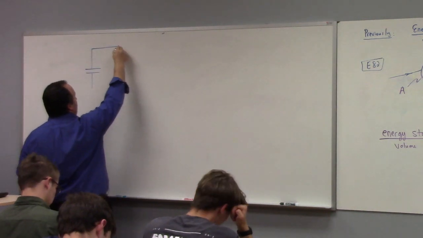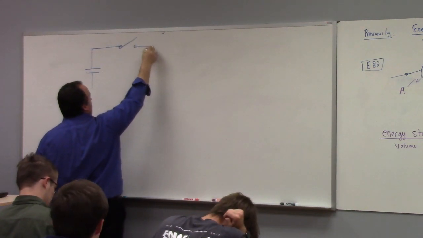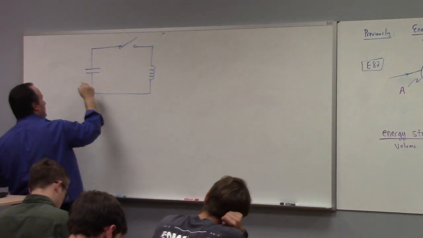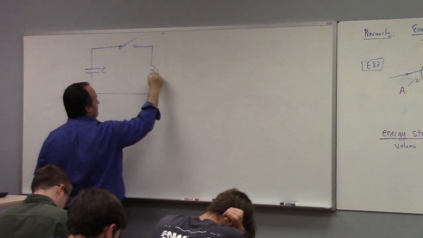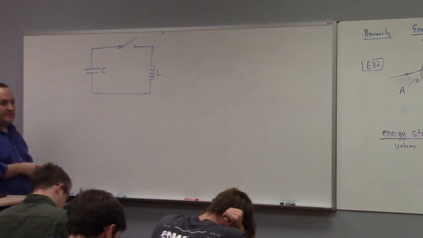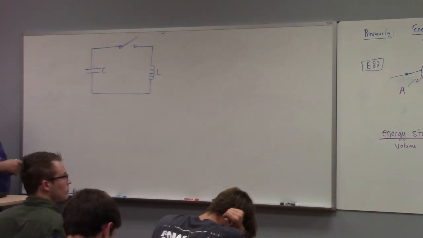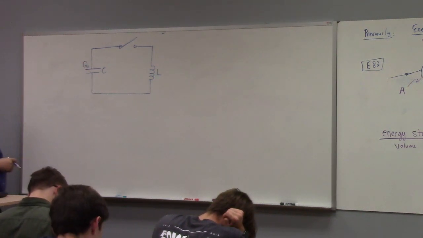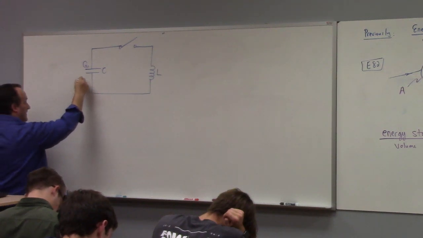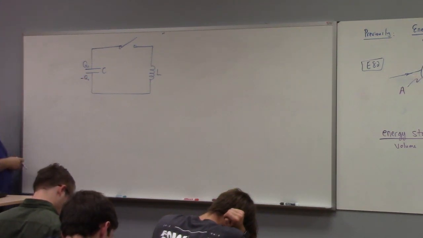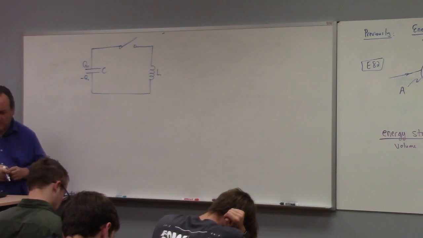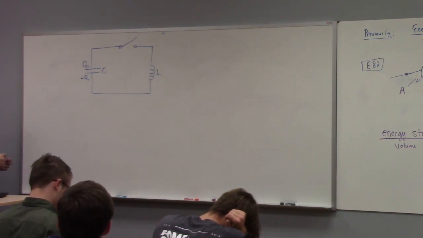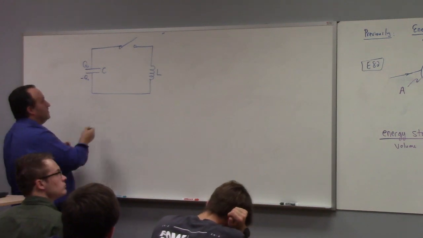So suppose you have a capacitor, and you've got a switch, and over here you've got an inductor, like that. So capacitor C, inductor L. And suppose, to start with, you've got a charge Q naught initially on the capacitor. So of course you've got a minus Q naught down here. So suppose the capacitor is initially charged, then what happens when I close the switch at time 0? What's going to happen?